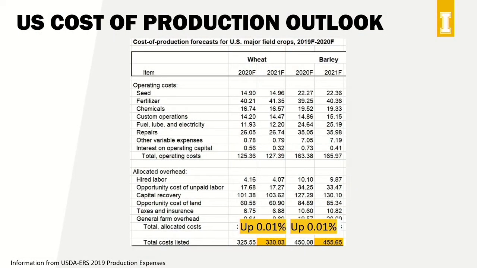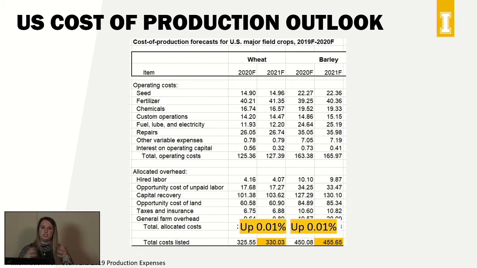So the U.S. cost of production outlook, they really only show this outlook for specific crops. The two crops that are very important to Idaho include barley and wheat, which you can see that they've made a 2020 forecast and a 2021 forecast. And you can see that actually the cost of production outlook is not really changing. It is up 0.01% for both when it comes to total costs listed. So again, you're not seeing that big of a change between this year and next year when it comes to cost of production in forecasting.